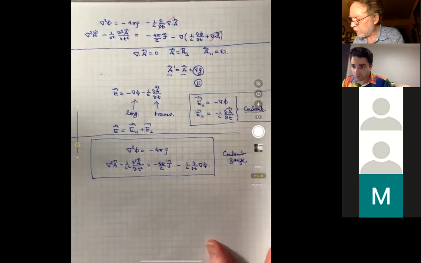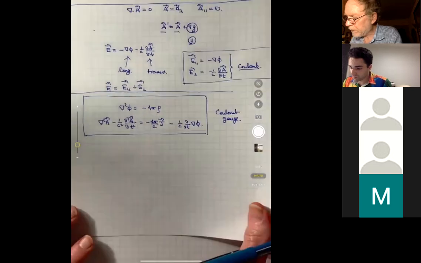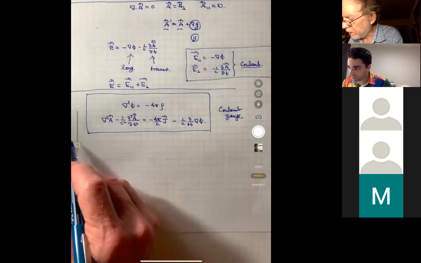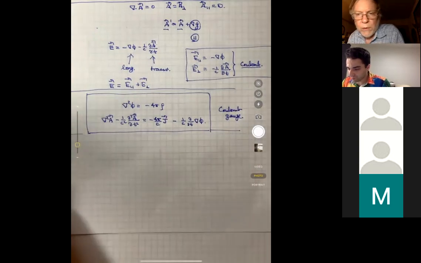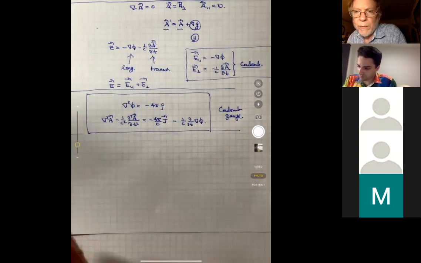All right, let me save this piece of paper. Actually, I'm going to save this piece of paper in a minute, but I want to make a few more comments here. One of the comments about these equations in Coulomb gauge is really quite interesting. Again, this could all be in 209.